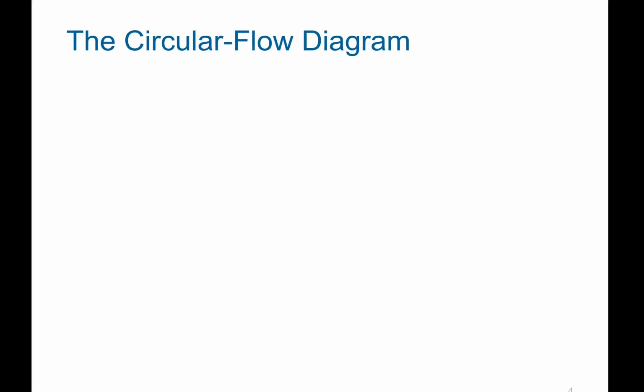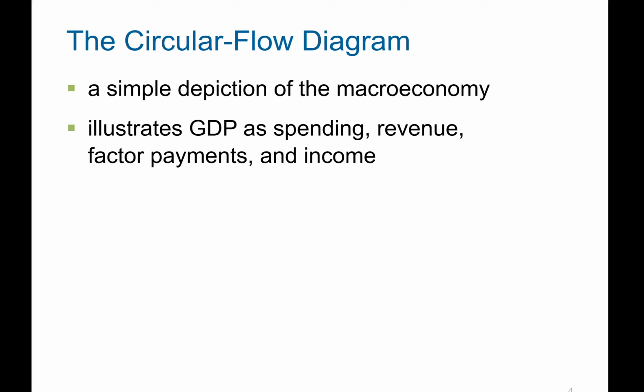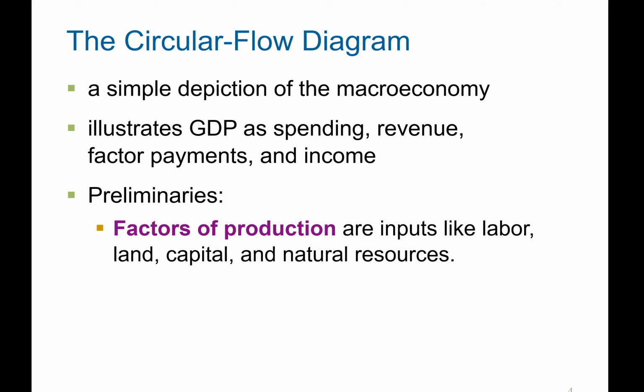We're going to start with a look at this diagram that you may have been introduced to before, the circular flow diagram. The circular flow diagram is a really great, simple depiction of the entire economy, and it shows how GDP is spending, revenue, factor payments, and income. To understand the circular flow diagram, you have to first understand the factors of production: land, labor, capital, entrepreneurship. Those are our basic productive resources.